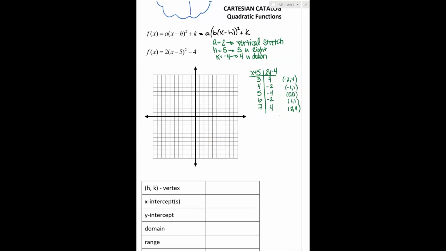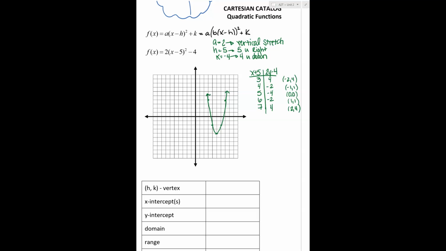Graph it with me, please. So 1, 2, 3, 1, 2, 3, 4. And then 4, -2, 5, -4, and it reflects. There isn't a vertical reflection, so it makes sense that this should open up. Remember, the a value determines whether it opens up or down. Is there a negative in front of the a, or is there not?